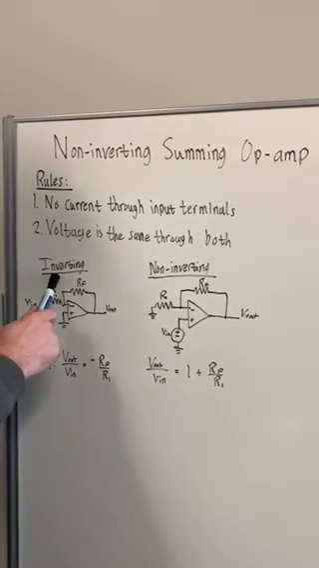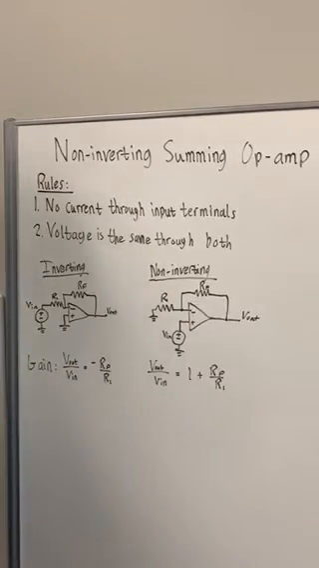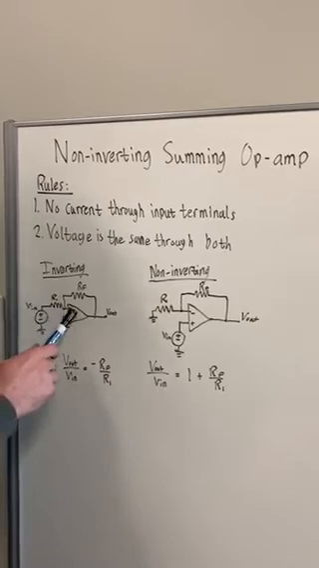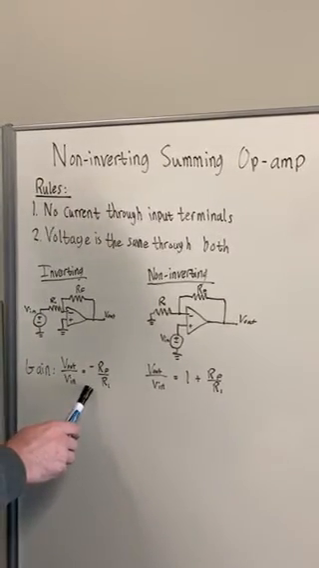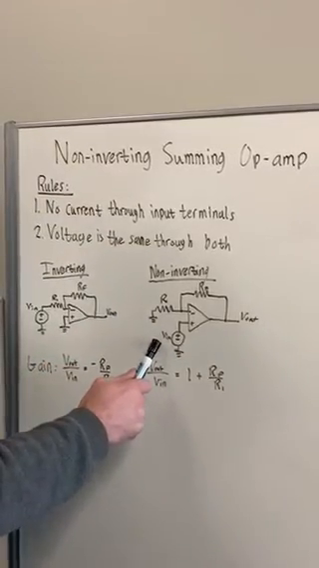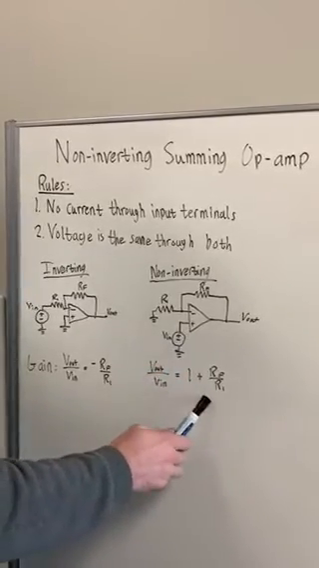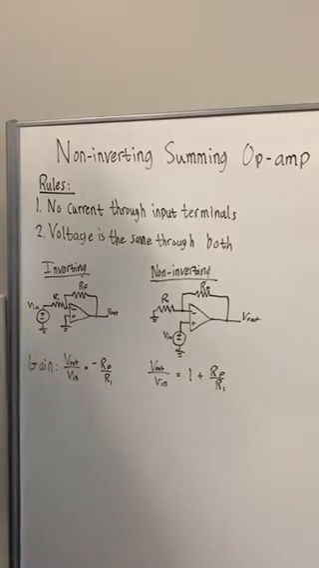Here is an inverting op-amp, and here is a non-inverting op-amp. For an inverting op-amp, the voltage is inputted into the inverting terminal, and there is a negative gain. For a non-inverting op-amp, the input voltage is in the non-inverting terminal, and it has a positive gain. Today, we will be working with a non-inverting op-amp.